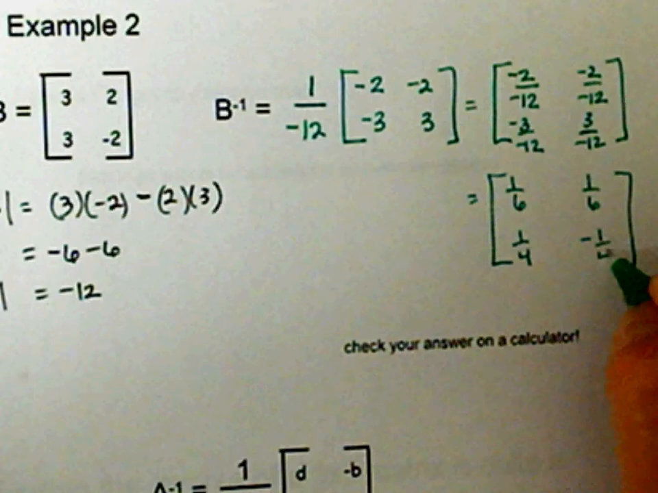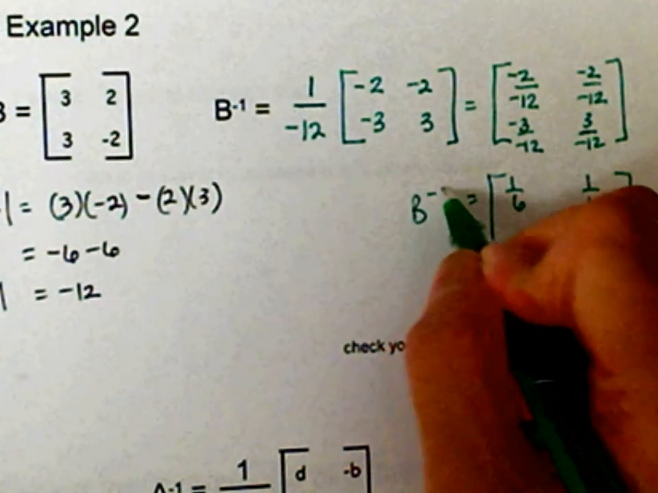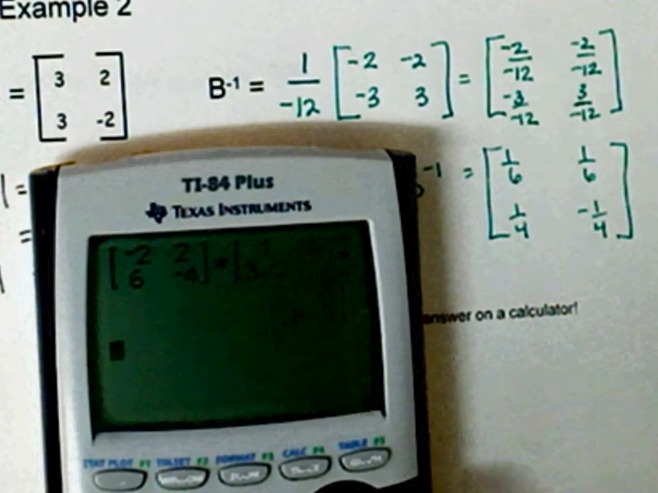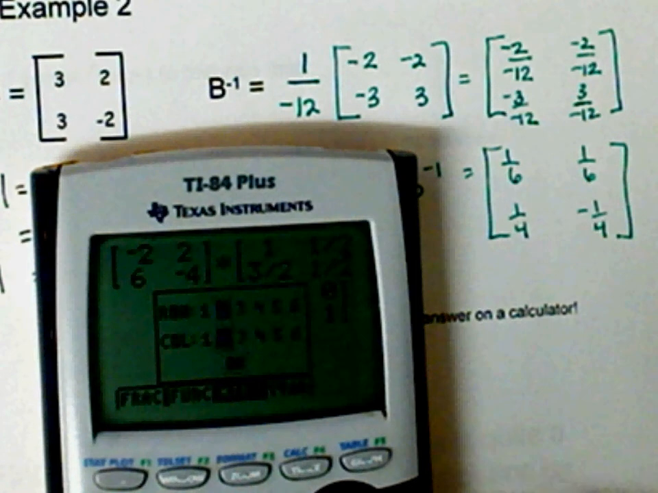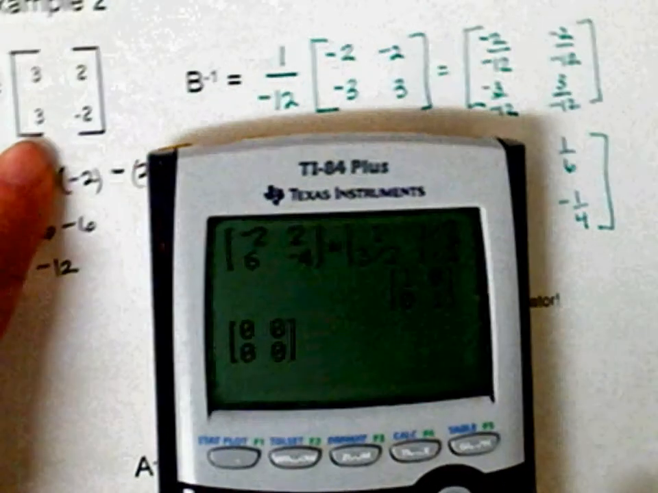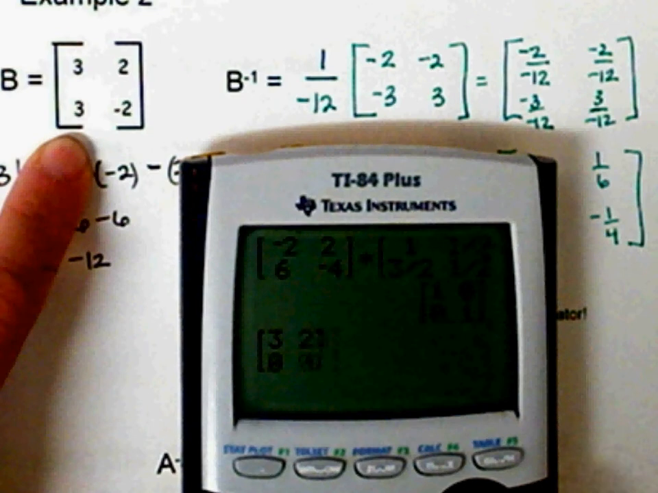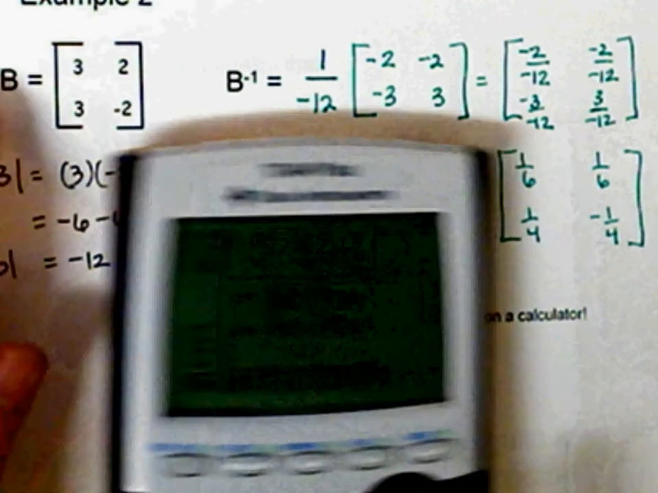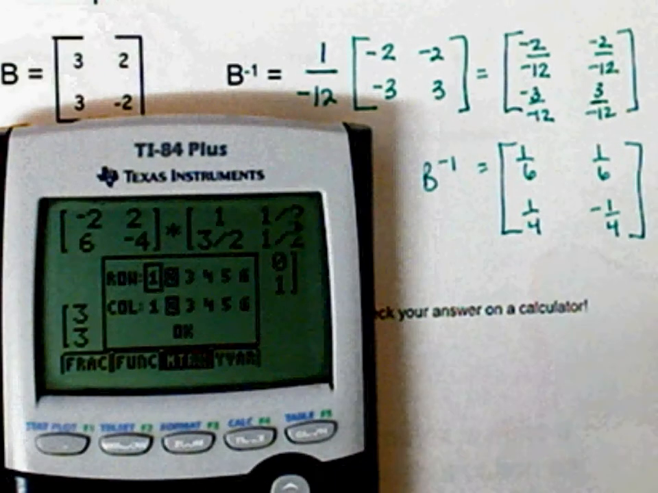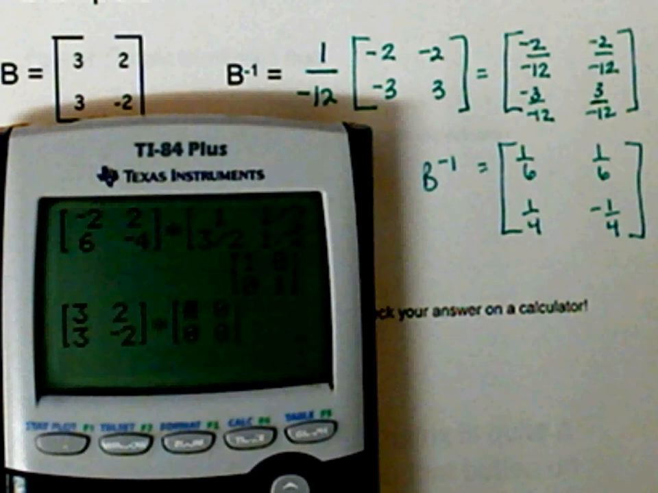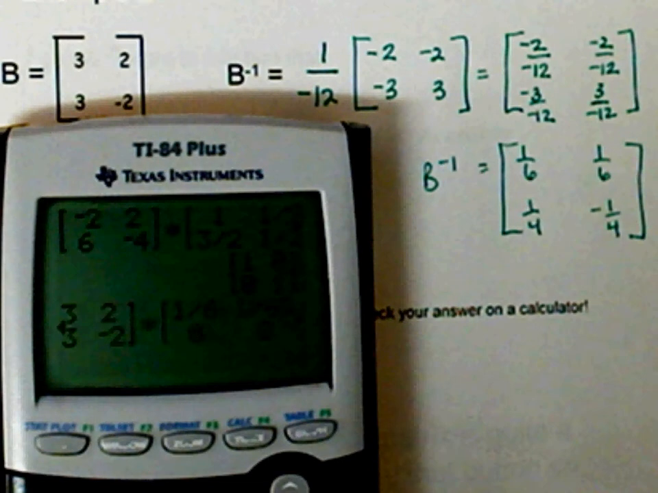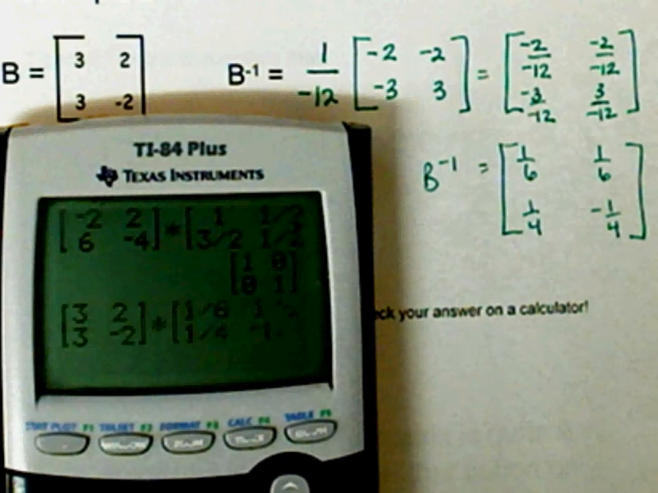Let's see if it is true. Check your answers, because sometimes it might not be the inverse, okay? Let's take a look. Alpha zoom, got 2 by 2, right? Here we go. 3 right, 2 right, 3 right, negative 2. Enter, times alpha zoom, okay? Look at your inverse right here. It's a 2 by 2 as well. So you have 1 divided by 6, right click, 1 divided by 6, right click, 1 divided by 4, right click, negative 1 divided by 4, right click. Was that an identity? Check. That is true. Okay?